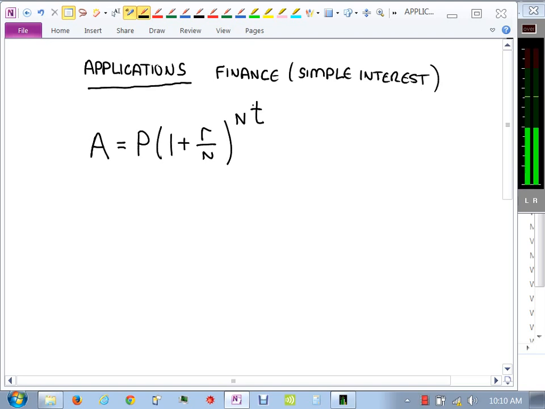Now let me explain everything in this formula, because there's a bunch of letters in here. I'm going to explain what each of these pieces are. We'll start with P. P is called the principal.